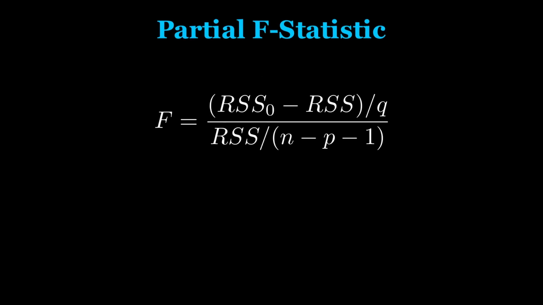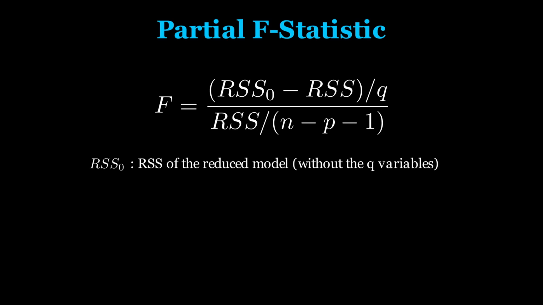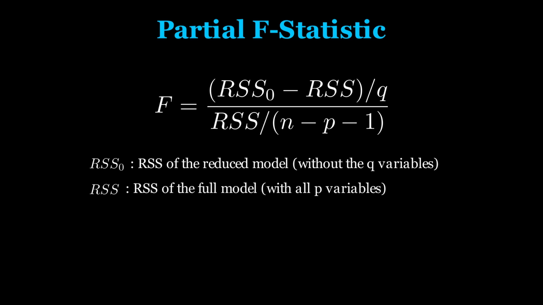The partial F-statistic is RSS sub 0 minus RSS divided by q, all over RSS divided by n minus p minus 1. RSS sub 0 is the residual sum of squares from the reduced model, the model that excludes the q variables being tested. RSS is the residual sum of squares from the full model, the model with all p predictors. And q is the number of coefficients we are testing for omission. If RSS 0 is much larger than RSS, those q variables do reduce the residuals, giving a large F and evidence against the null hypothesis.